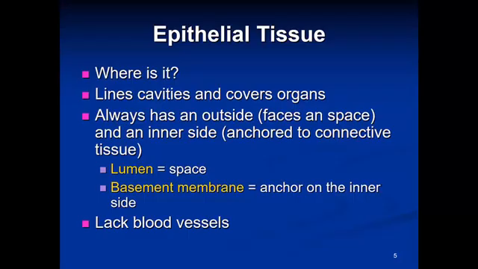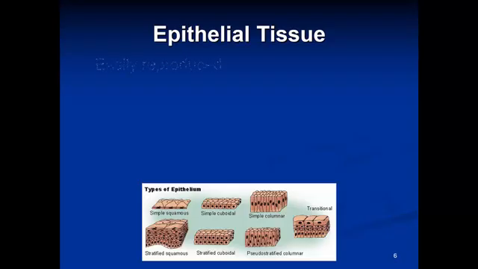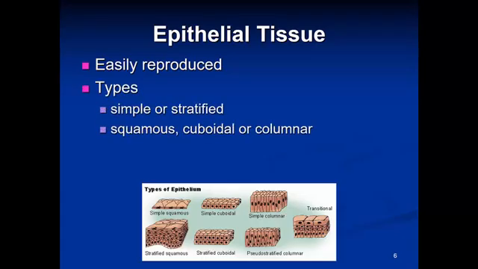Again, it lacks blood vessels, which means that it can slough off or break off, or the cells can be lost and you don't bleed to death. We shed skin cells all the time and do not bleed all the time unless we get all the way through the epithelial layer to the layer underneath. Epithelial tissue again easily reproduces. We lose them rapidly, we make them rapidly. We do mitosis all the time.